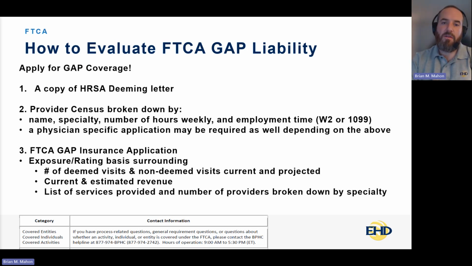Again, if a provider doesn't have their own medical malpractice, they might be asked to fill out an application to get included under the gap policy for your health center.